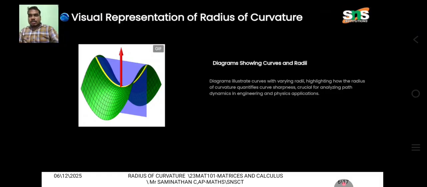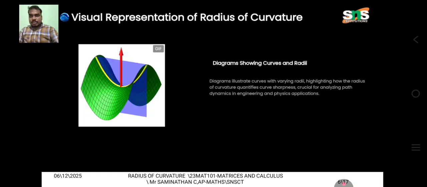So the osculating circle: at that exact point you can imagine a perfect circle that shares both the same tangent line and the same rate of bending as the curve itself. This best fit circle lies on the concave side of the curve.